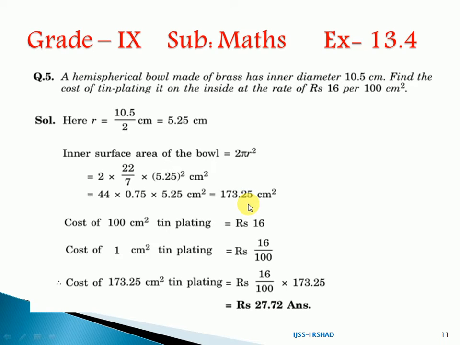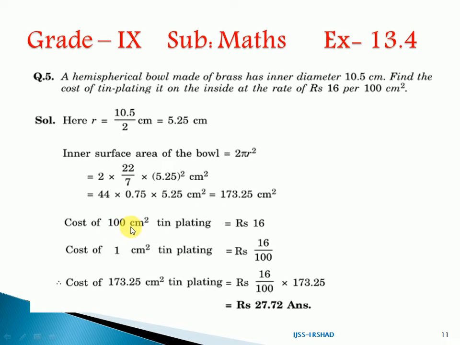So you can do this calculation in your own way, no problem, in any way, but it should be correct and logical. So you will get this answer, 173.25 centimeter square. So this is the area where I have to do the tin plating.